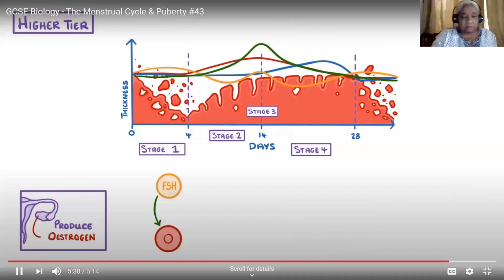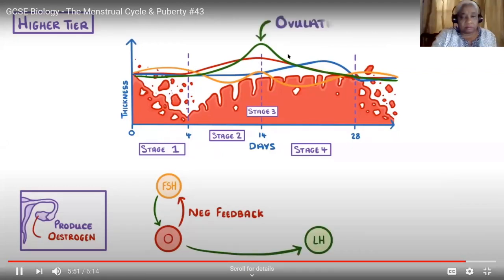As the estrogen levels start to increase though, they start to inhibit FSH, which is an example of negative feedback. But when estrogen levels get high, they stimulate the release of LH, which causes this LH spike and results in ovulation. The last interaction we need to know is that progesterone inhibits both LH and FSH.